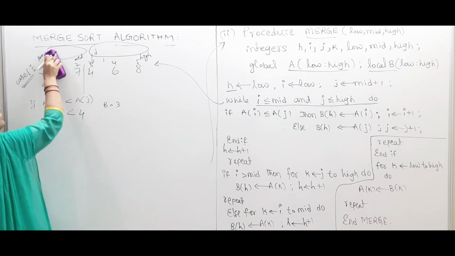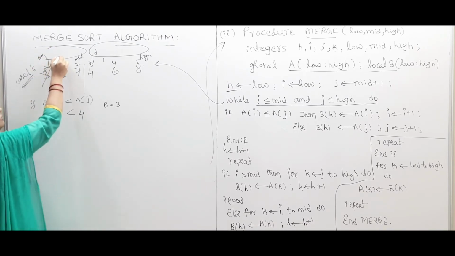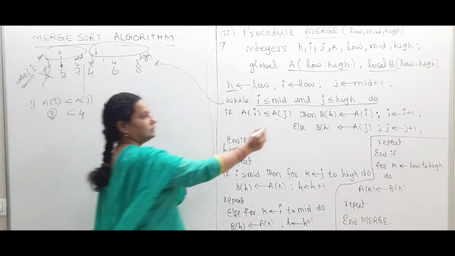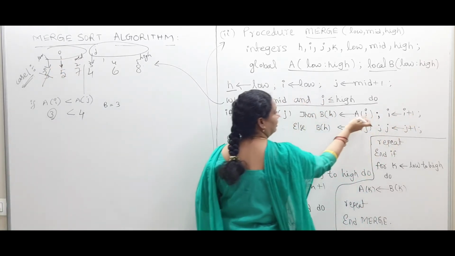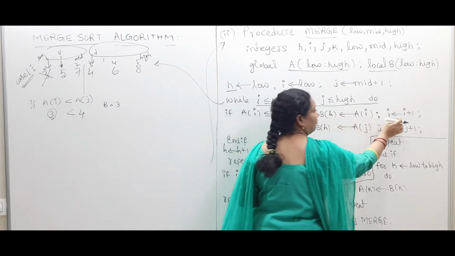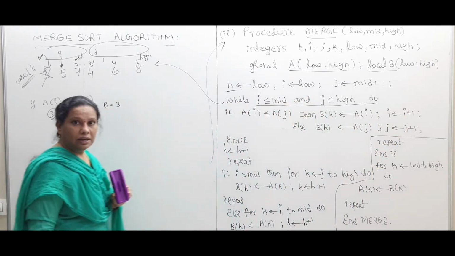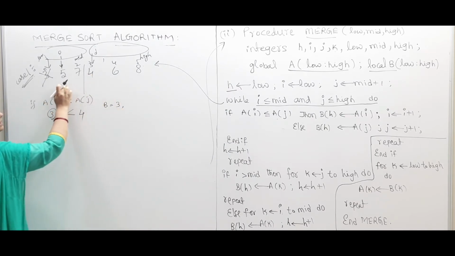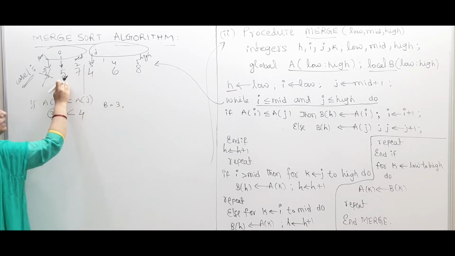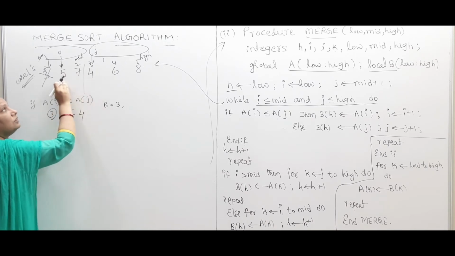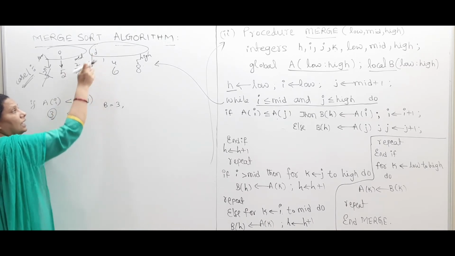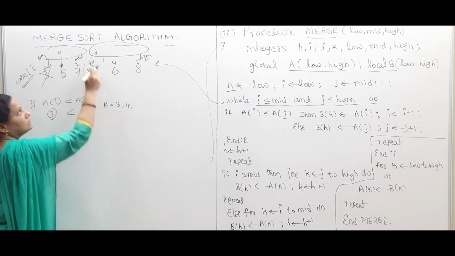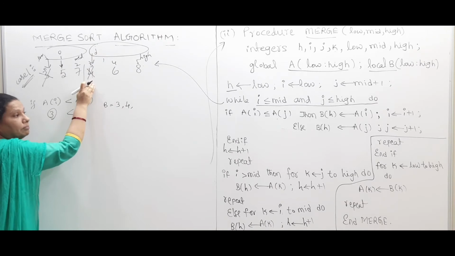I told you that you have to increment the I value by 1 to indicate the next element. The same thing we did here: after transferring A of I, you have to increment I. For example, if we go to the next case, again you have to compare A of I and A of J. Which is having the less element here? A of J is having the less element. Now you have to transfer this element A of J to B.